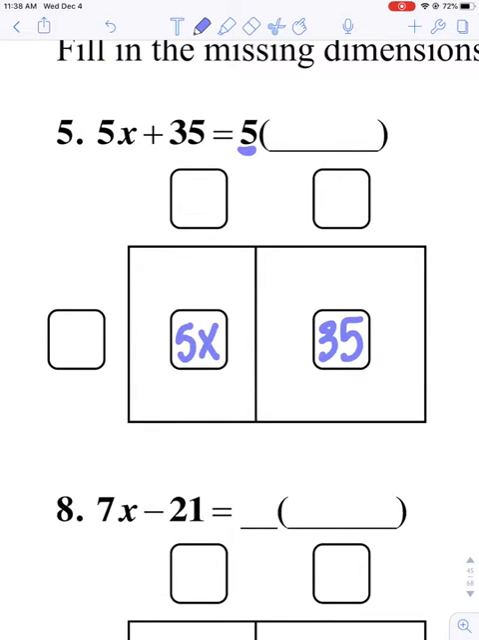But I would just ask myself, what can I divide 5x by and 35? And that answer would be 5. So 5 goes out here. And then in order to make that area happen, I need an x up here and a 7 up here, which tells me how to fill in that parentheses.